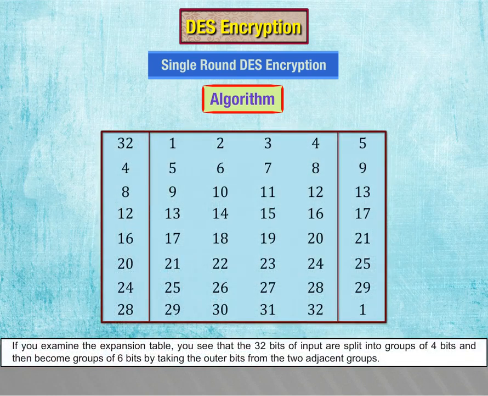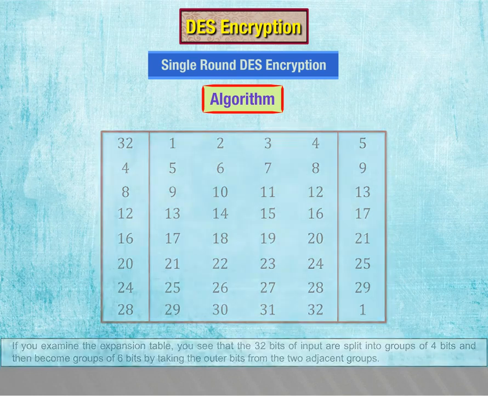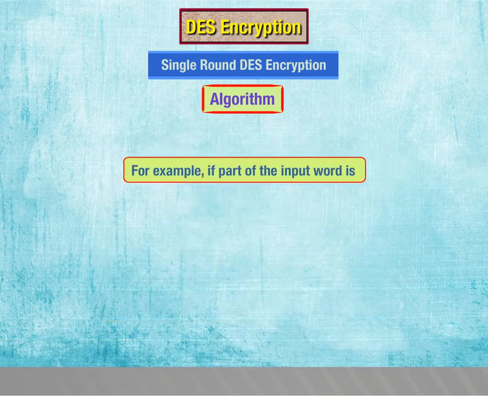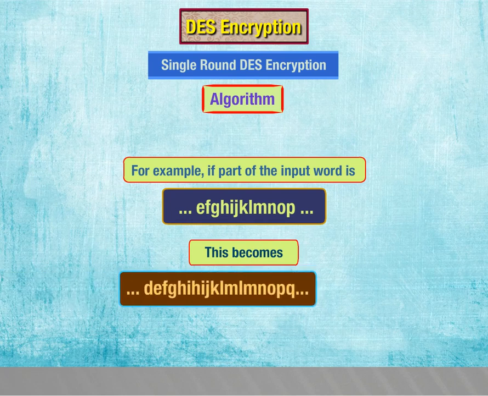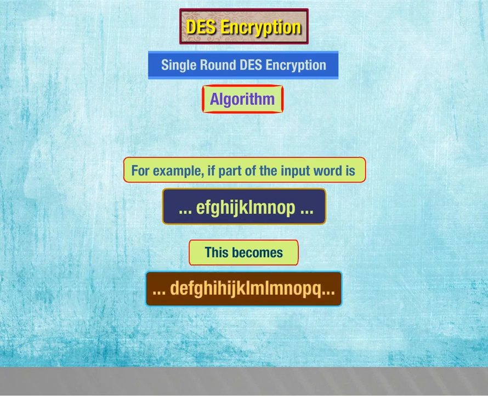If you examine the expansion table, you see that the 32 bits of input are split into groups of 4 bits and then become groups of 6 bits by taking the outer bits from the 2 adjacent groups. For example, if part of the input word is E, F, G, H, I, J, K, L, M, N, O, P, this becomes D, E, F, G, H, I, J, K, L, M, L, M, N, O, P, Q.